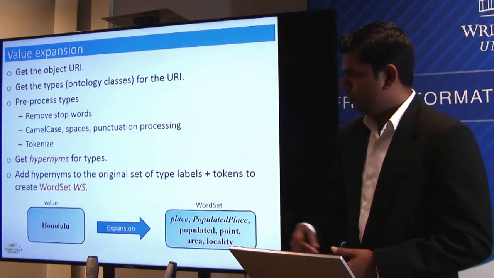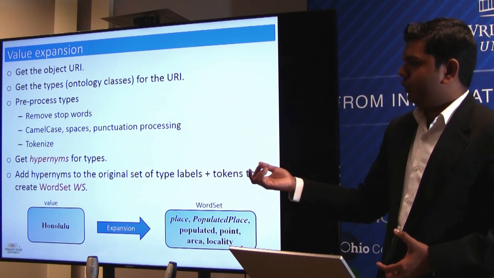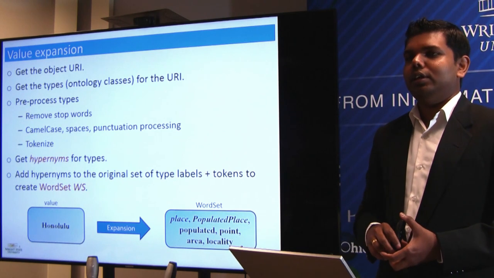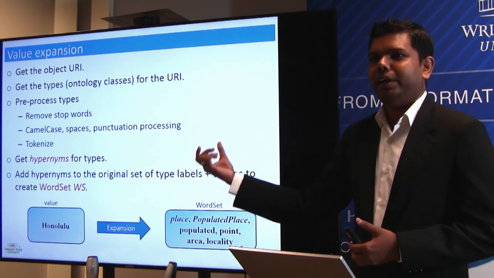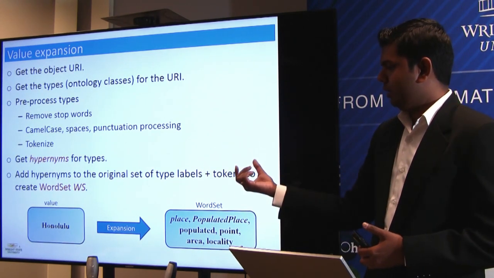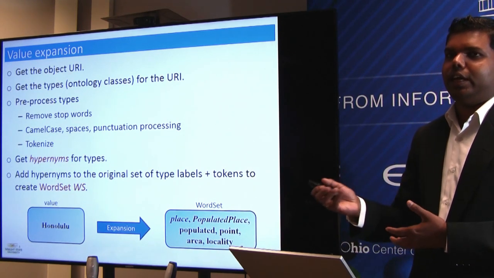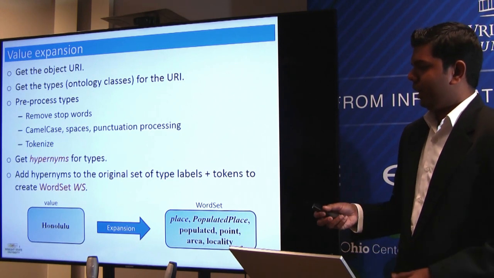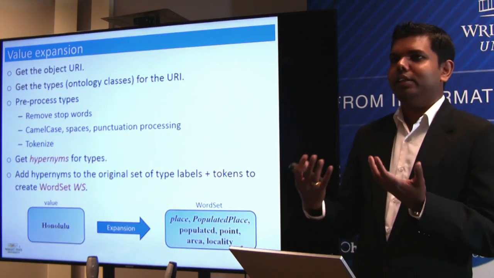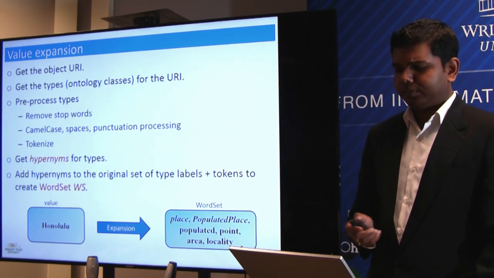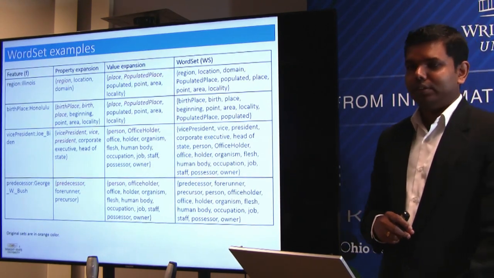For example, here Honolulu. But instead of taking its label, we take its type associated in the ontology. So for example, it's a place. So we expand it using WordNet and then we get this word set. So we extend property and then value, and then combine both of them, make the union, and then create one word set to represent the feature. So here are some examples.